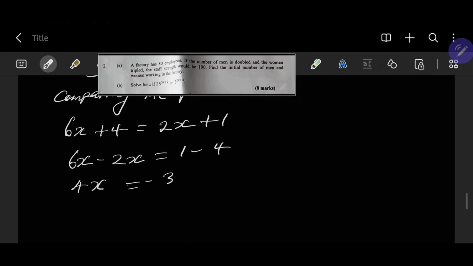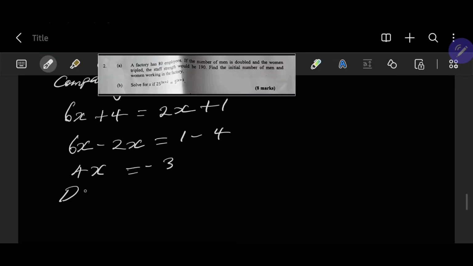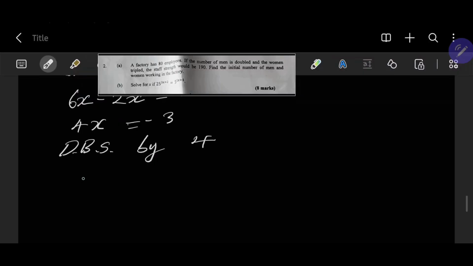So we divide both sides by the coefficient of x. And please note that you have to write this down. Because of time, I'm not actually writing it down, so you have to write this down. So divide both sides by 4, which is the coefficient of x. So you have 4x is equal to minus 3, so we divide by 4, because it's an equation. Whatever you do to one side, you have to do the same thing to the other side.